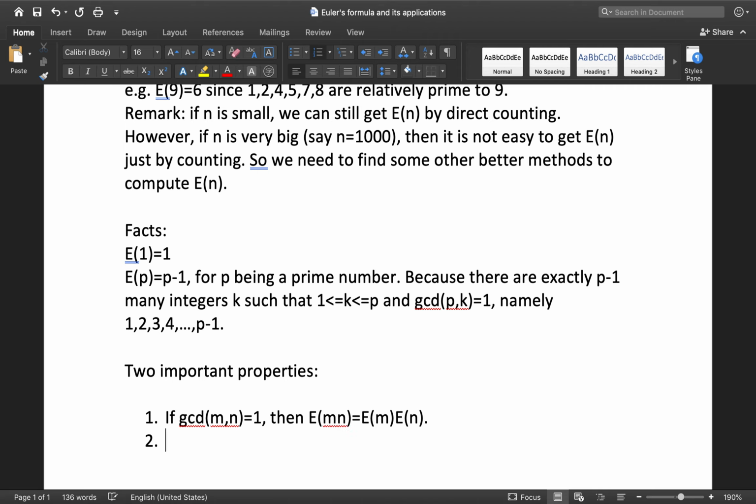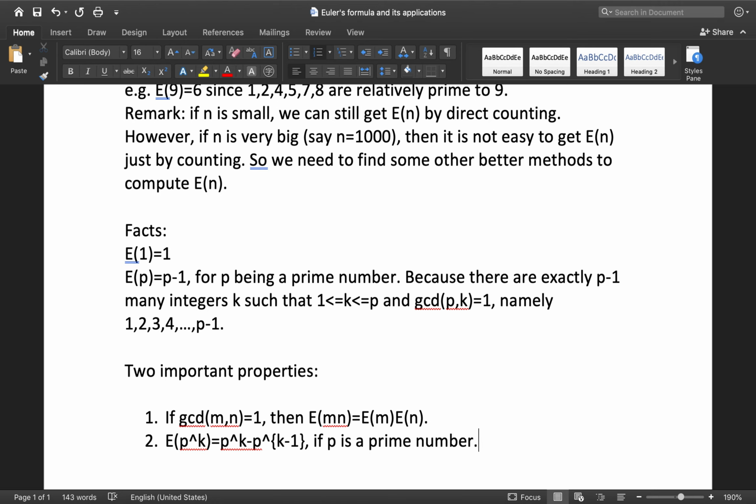And the second one is this: E of p to the power k, in fact, is equal to p to the power k minus p to the power k minus 1. We have seen one special case already, that is when k equals 1. If k equals 1, then E of p is exactly equal to p minus 1, because p to the power k minus 1 is just p to the power 0. Oh, I have to write down, if p is a prime number. That is important.